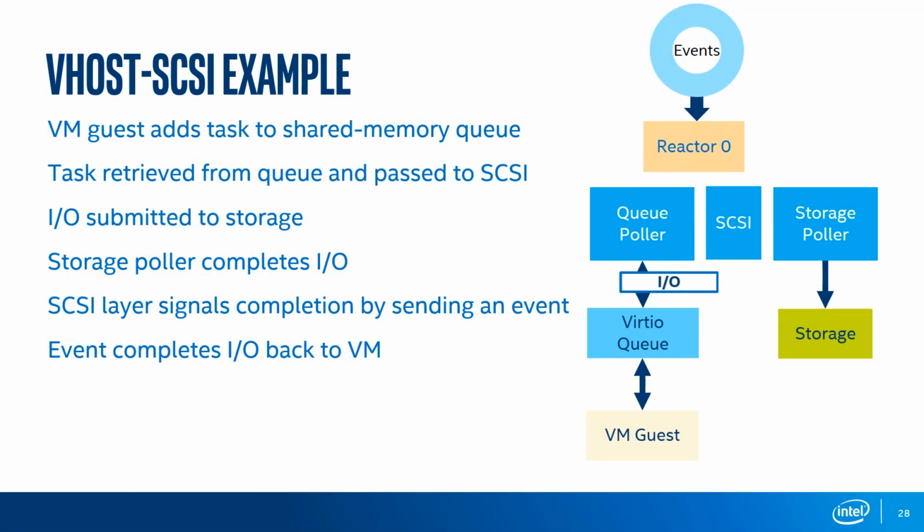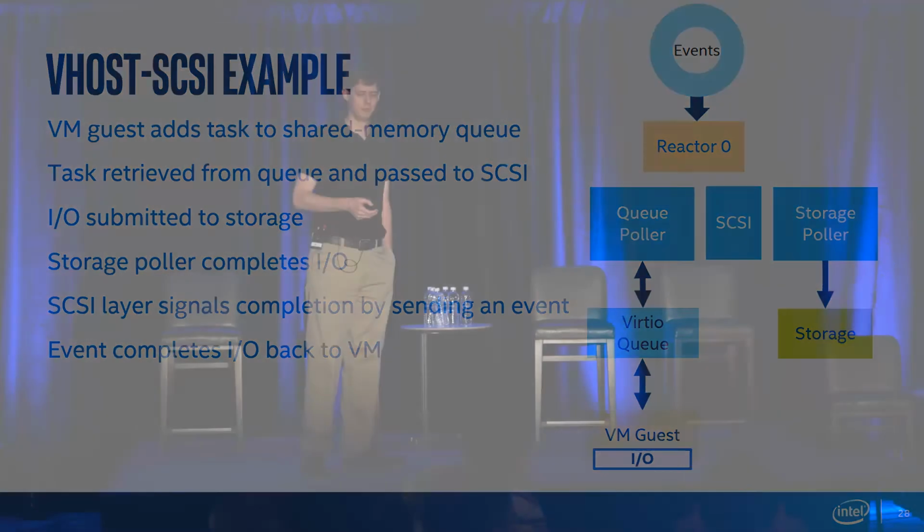Then we send that completion back over the vert queue and back to the VM. So this is pretty similar to the other model. It's the same idea. The pollers are picking up all the completions and triggering the next step.